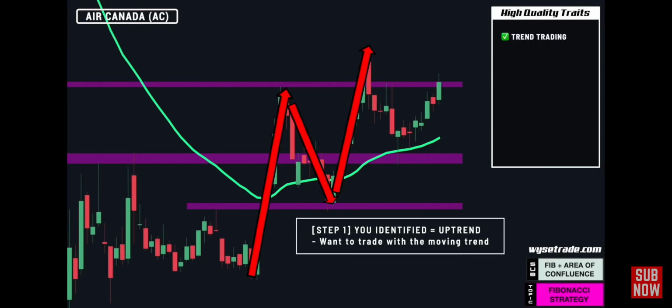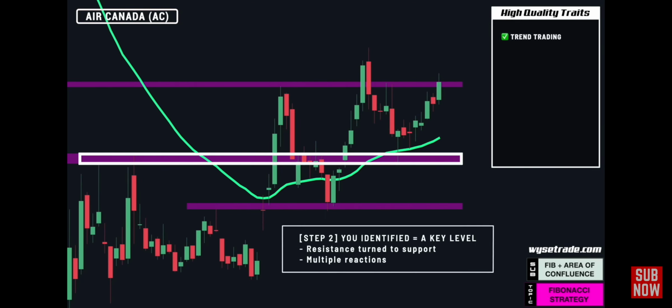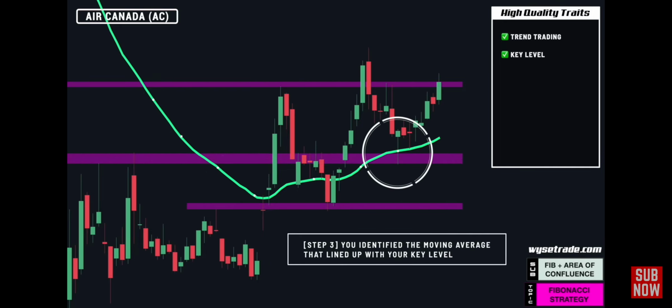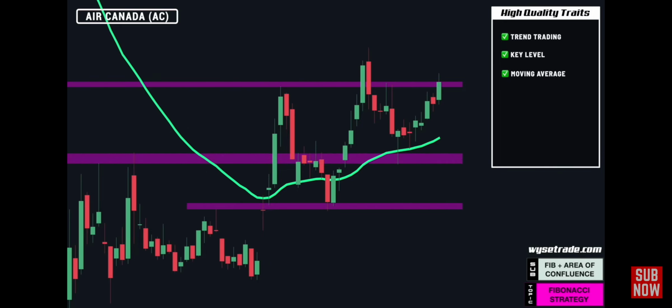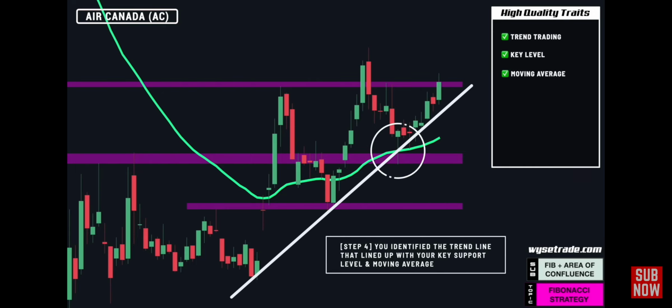Uptrend, so you want to trade with the trend. Next, you identify the key level here. The moving average then lined up with your key level and is where the trade opportunity presented itself. The trend line also perfectly crosses with your key level and moving average.